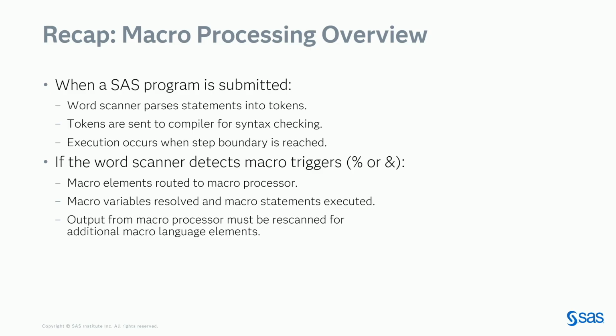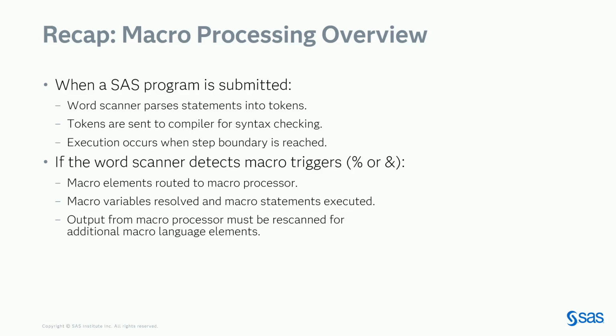So ordinarily, you have something called the word scanner that parses your SAS statements into tokens, which are the individual bits of syntax, like operators and keywords, things like that. And those are sent to the compiler for syntax checking to make sure we don't have any dark forces at work in our code. And then, once the compiler is done, the step is executed when the step boundary is reached. In other words, when you get to the end of a data step or a proc step, execution occurs.